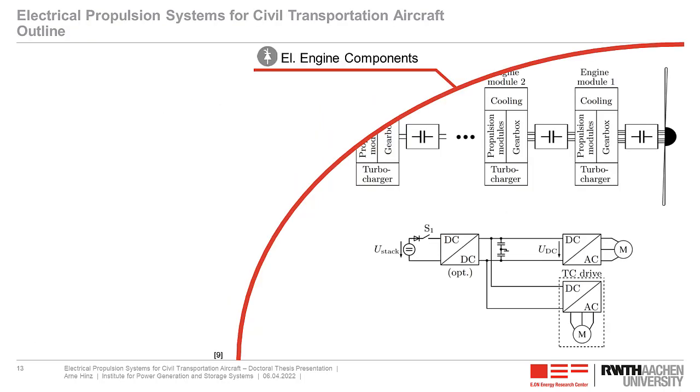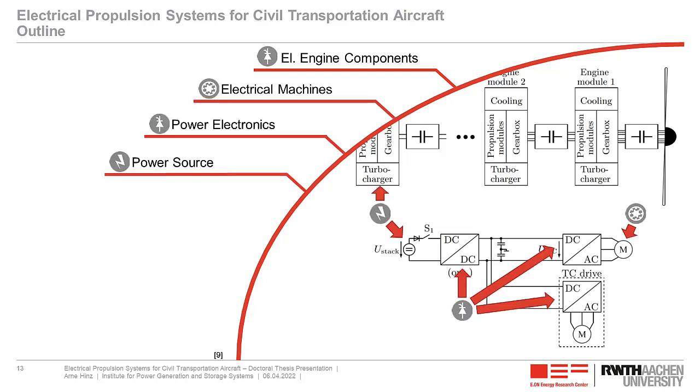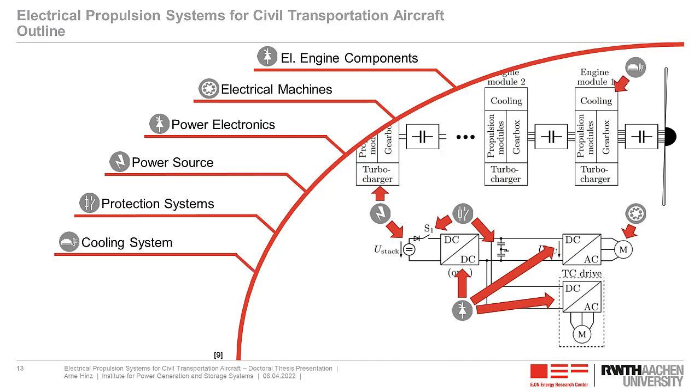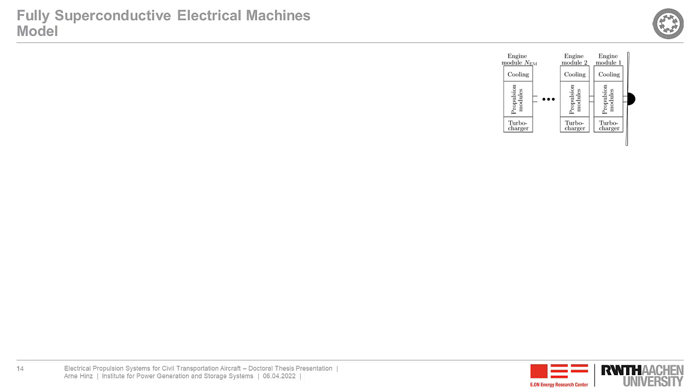Regarding the engine components, we had a look in our thesis on electrical machines, power electronics, power source, protection systems, and the cooling system. Let's start with electrical machines. For the direct drive engine, we will need a low-speed electrical machine with highest power density. The most suitable machine type in this case is a fully superconductive electrical machine.